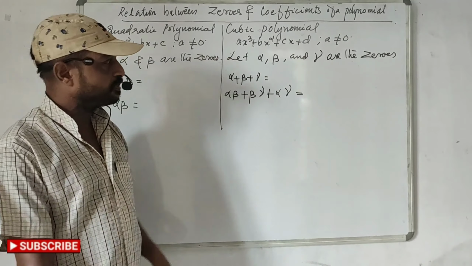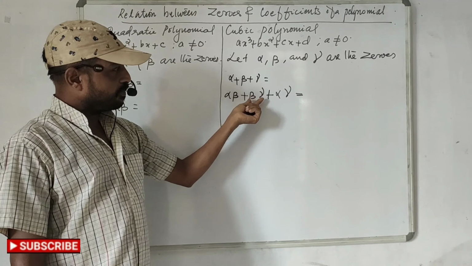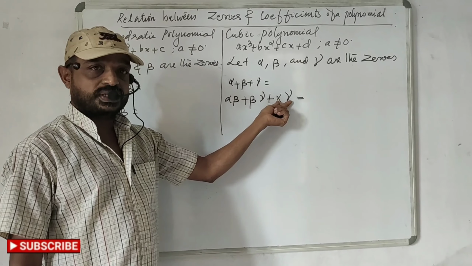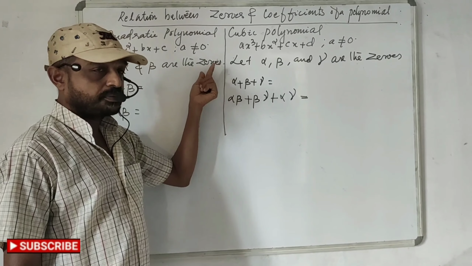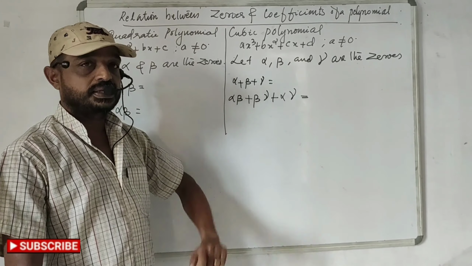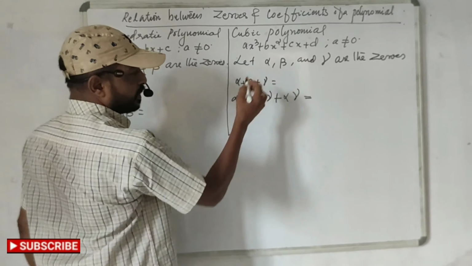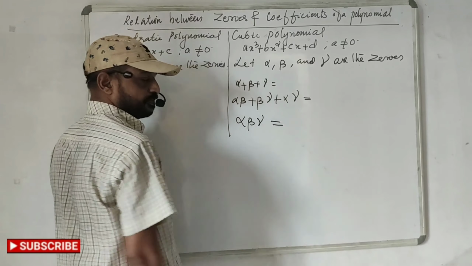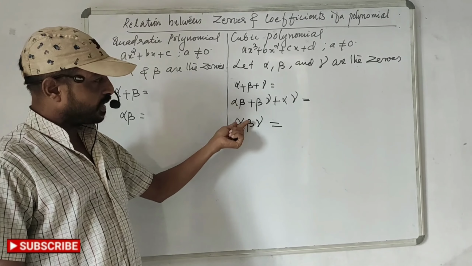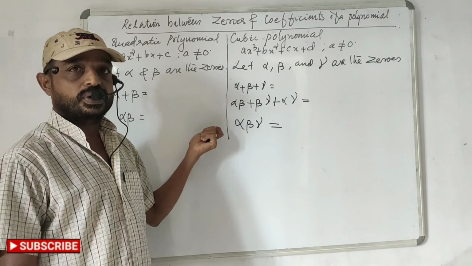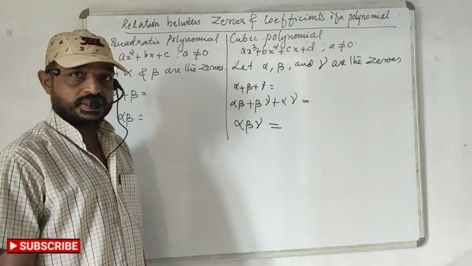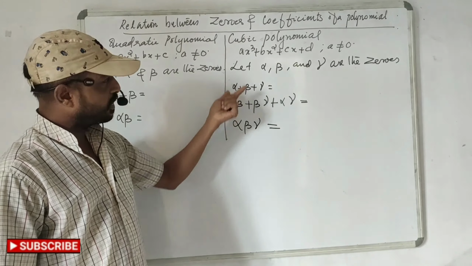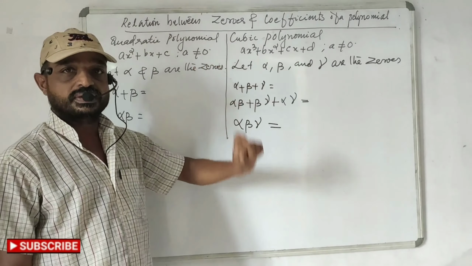You must understand that. So alpha beta plus beta gamma plus alpha gamma, what is this? It is the sum of the product of the zeros taking two at a time. And next we can find out alpha into beta into gamma. Alpha into beta into gamma is simply the product of the zeros. That means we are multiplying all the three zeros of the polynomial.